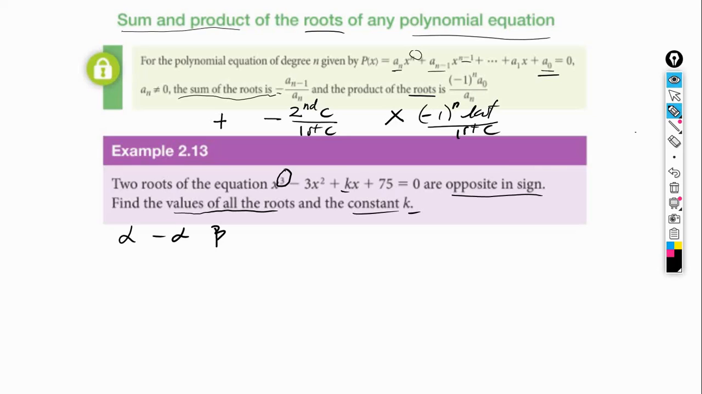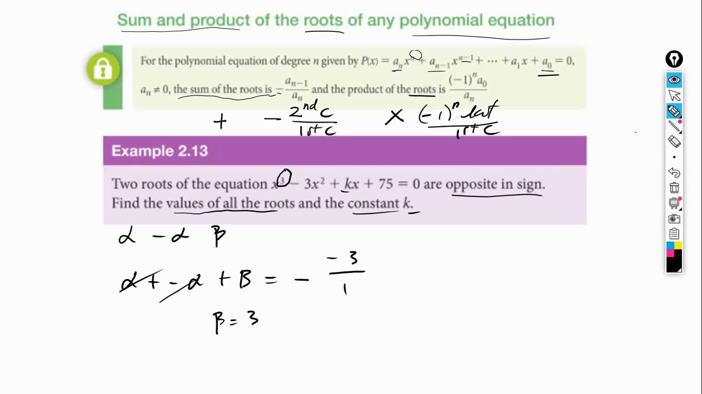So notice that we can find beta very easily using the theorem regarding the sum of the roots. Remember that the sum of the roots, in this case alpha plus negative alpha plus beta, should equal minus the second coefficient, so negative 3, over the first coefficient, which in this case is 1. Notice that alpha minus alpha just cancels out. So we have that beta is equal to 3. So we have one of the roots.